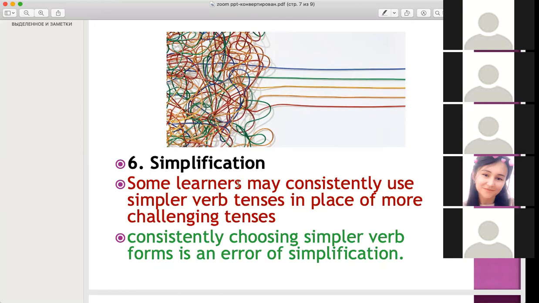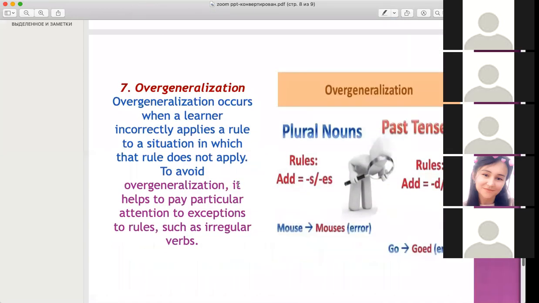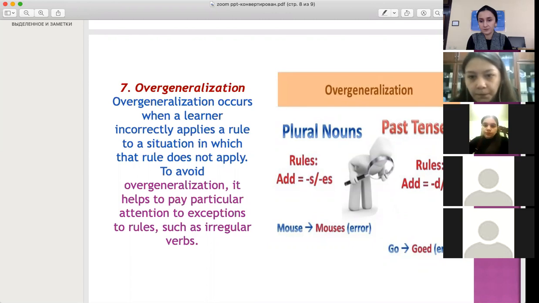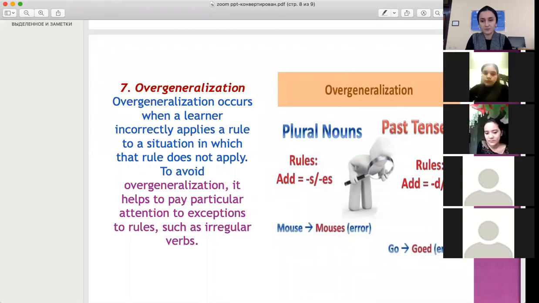Okay, I think that the last one is overgeneralization. Overgeneralization, and we will end with this one. Who wants to end the lesson by talking about overgeneralization? Can I, teacher? Asalai? Yes, you may.